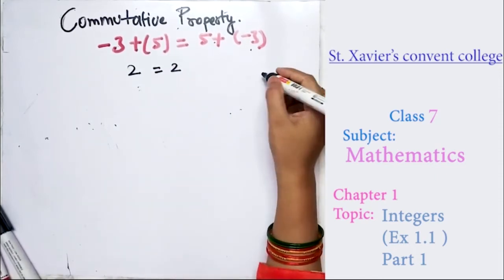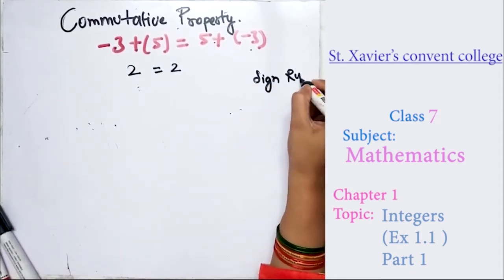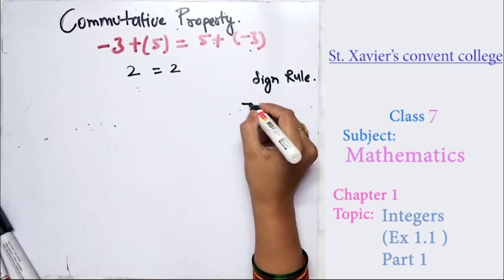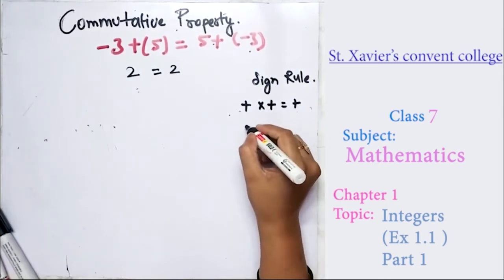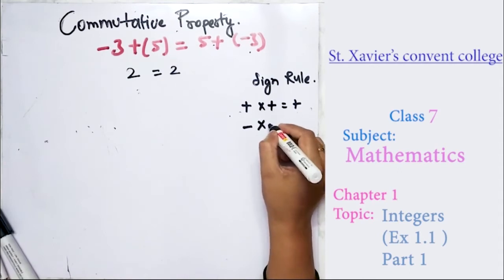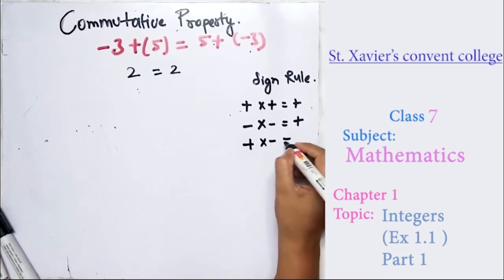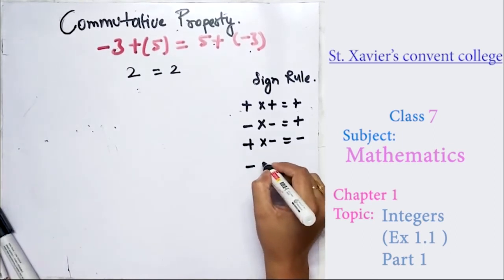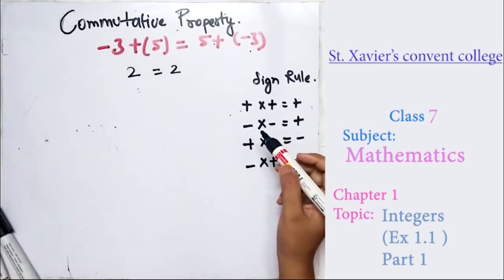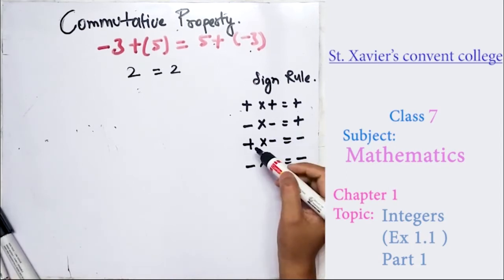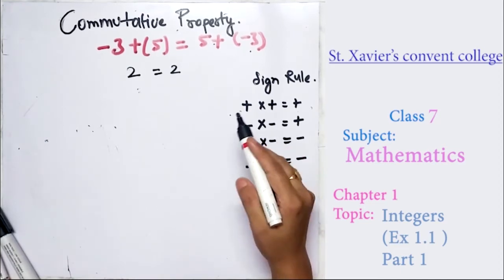Before understanding these properties, you should know some sign rules, and these are very important. The first sign rule: if you multiply plus with the plus sign, you will get a plus. If you multiply minus with the minus sign, you will get a plus. If you multiply plus with the negative sign, you will get a minus. And if you multiply minus with the plus sign, you will get a minus. These are the sign rules to be followed: plus plus plus, minus minus plus, plus minus minus, and minus plus minus. These are the rules which apply here in the integers.